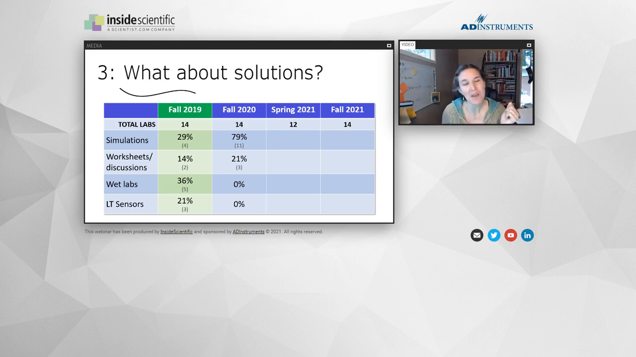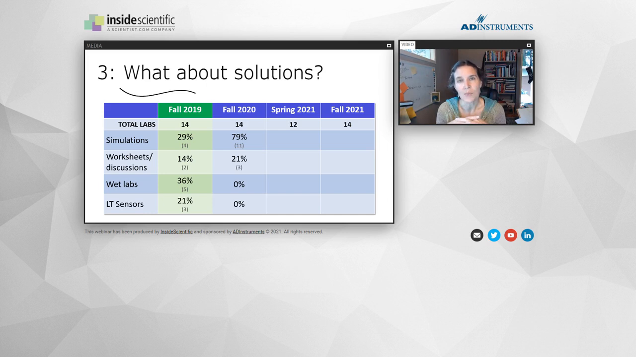79% of our labs, 11 out of 14 of the labs, were simulations. So we basically took the simulation scene, which of all of those options is, in my opinion, the worst, and we did that almost entirely. The other 21% was the worksheet discussions, which, like I said, are fairly easy to facilitate in an online discussion forum.